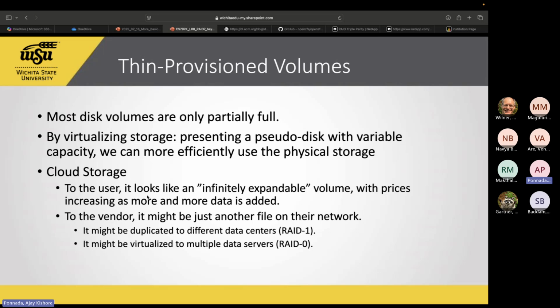To the user, it looks like an infinitely expandable volume, but it's actually not. They need to store data somehow. It's not like a real cloud, right? I mean, it's not like raining and clouding. It's the cloud we are using, but they are somewhere storing the data. So it seems like an infinitely expandable volume for us because we can store as much data as we need in this cloud, but they will actually store it with prices increasing as more data is added, right? To the vendor, it might be just another file on their network. It might be duplicated to different data centers.